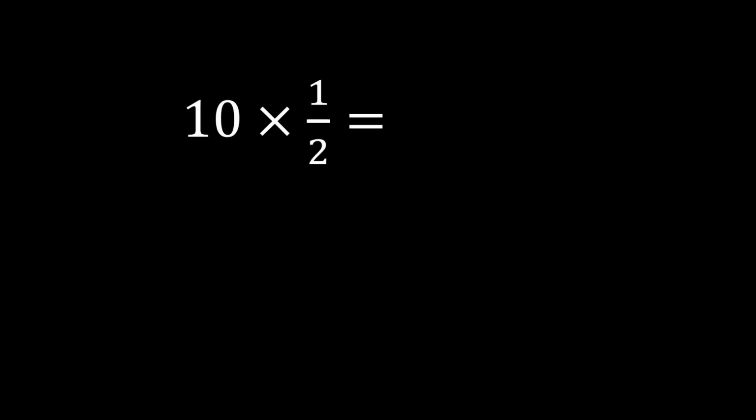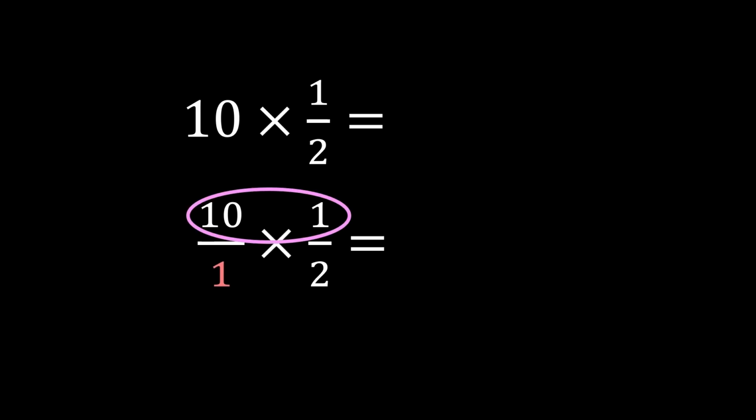This example is 10 times a half. When multiplying fractions, I multiply the numerators together and denominators together, so I'll need 10 in fraction form. To turn a whole number into a fraction, I simply put it over 1. 10 equals 10 over 1. And now I can continue my problem. I'll start with multiplying the numerator times the numerator. 10 times 1 is 10. Then I'll multiply the denominator times the denominator. 1 times 2 is 2, the denominator of my product.